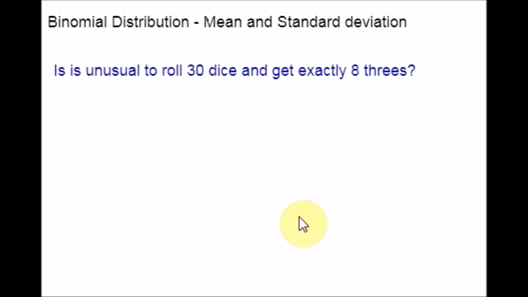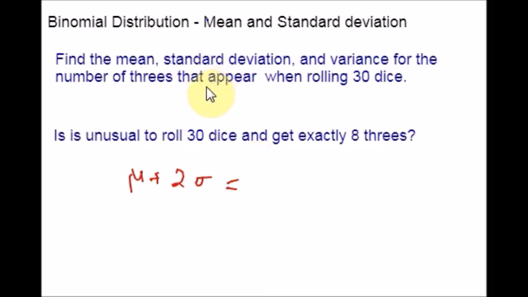Here is an example. Is it unusual to roll 30 dice and get exactly 8 threes? So please recall, an unusual value is greater or less than 2 standard deviations from the mean. Right? So I'm going to use mu plus 2 sigma here and check. This is the continuation of the previous example. Let me add that question too. So for this question we got the mean as 5.